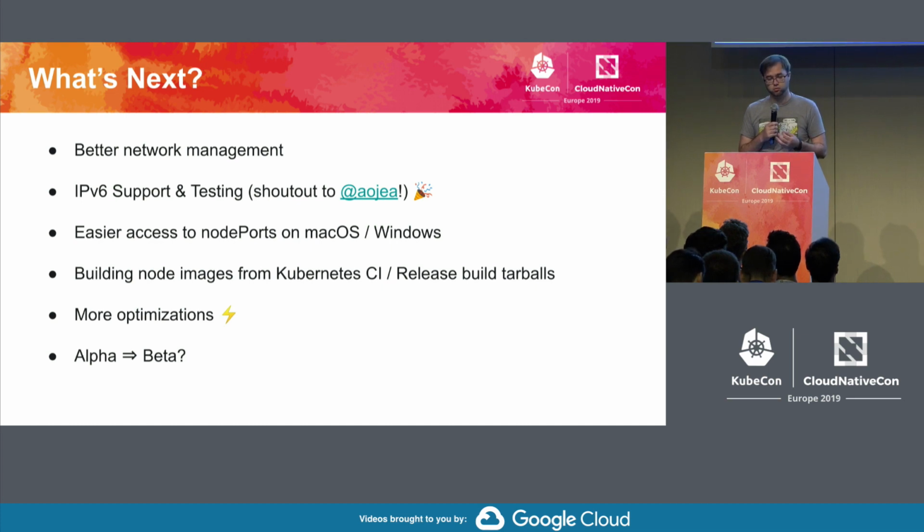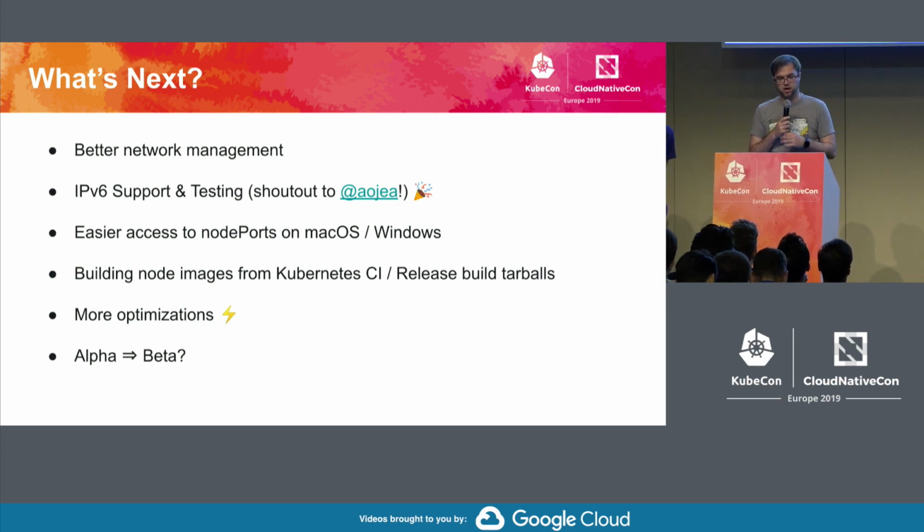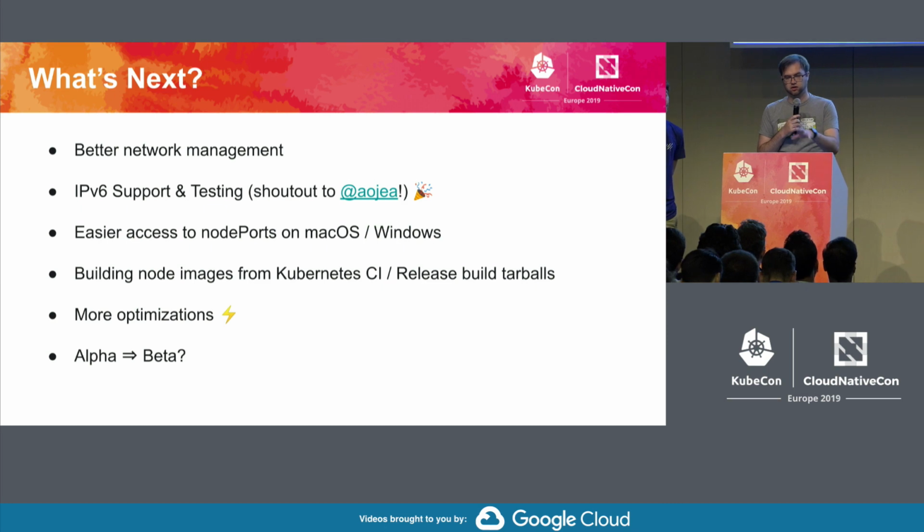We want to make node ports easier to access on Mac and Windows. This is a bit of a caveat for application development now. If you're on Linux, all of the nodes have IPs, as you would expect, that you can reach because they're just Docker containers on the Docker bridge. But on Mac and Windows, they're inside the Docker for Mac VM, which doesn't expose one. So you'll have to port forward, and we're still figuring out the best option there. We'd love to hear feedback there.